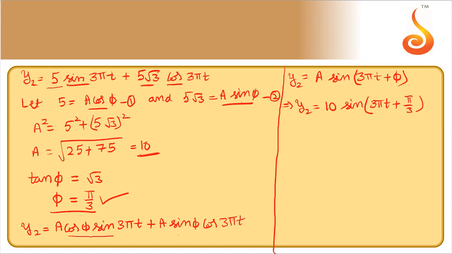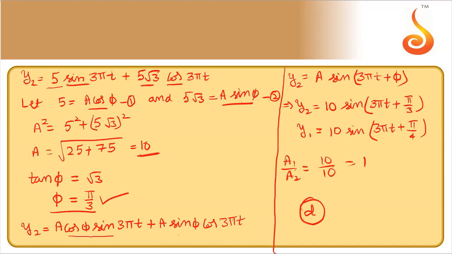This is y2, right? And what is y1? y1 is 10 sin of 3 pi t plus pi by 4. You need the ratio of amplitudes. So a1 by a2 should be equal to 10 by 10, that is equal to 1. So it is 1:1, that is option D.